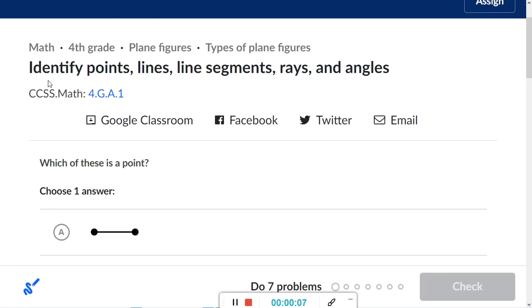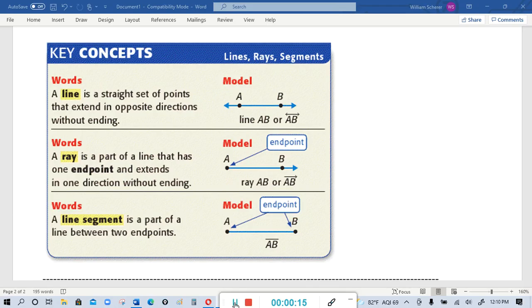All right, this will be for the assignment. Identify points, lines, line segments, rays, and angles. All right, so I took some notes here. A line is a straight set of points that extend in opposite directions without ending. Okay, so this is what it looks like, and it has the arrowheads on both ends to show that it goes in opposite directions without ending.